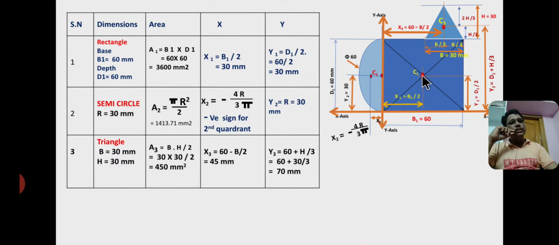So this is C1, this is x1 and this is y1, and this is C2, this is x2 equal to minus 4 r by 3 pi, and from here to here this is y2, that is r equal to 30, and this is C3, that is, from here to here the value is x3, and from here to here the value is y3.